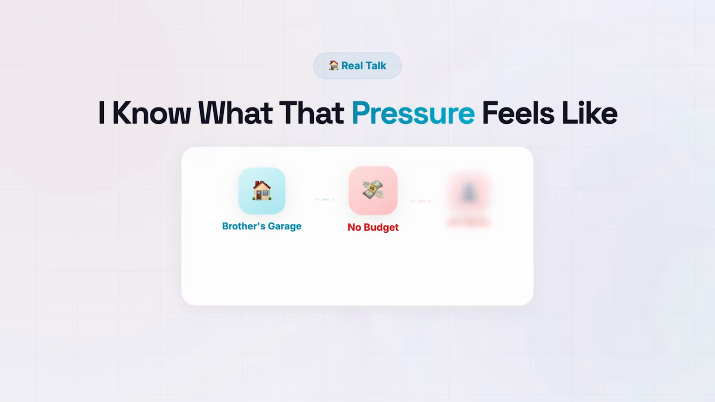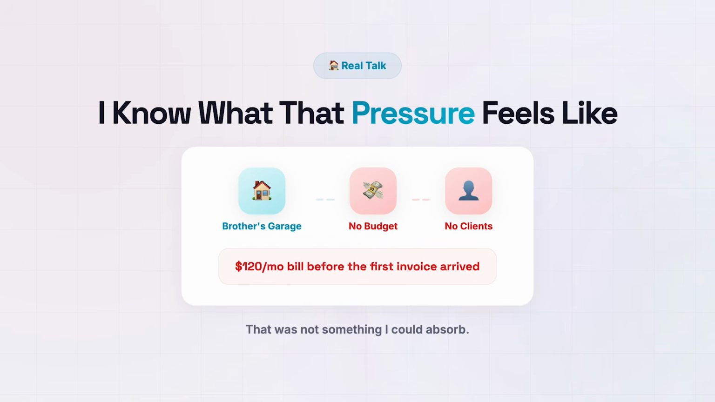I know what that pressure feels like. I was working out of my brother's garage trying to build something with no budget and no clients. A $120 monthly bill before the first invoice arrived was not something I could absorb. That is exactly why tools like NotebookLM matter.